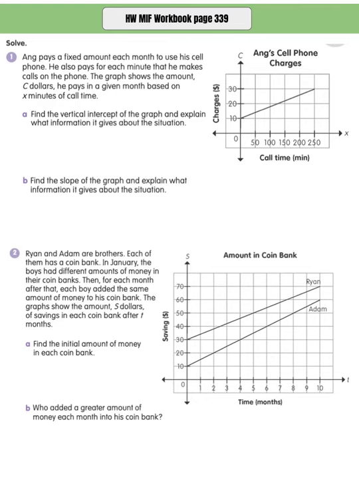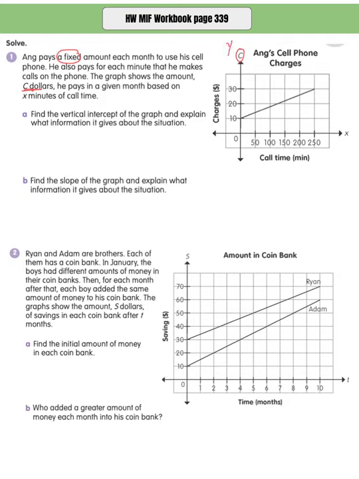Number 1, Ang pays a fixed amount each month to use his cell phone. So what we want to do when we hear that fixed, we're going to circle that. He also pays for each minute that he makes calls on the phone. The graph shows the amount of C dollars he pays in a given month based on X minutes of calls. So when they say C dollars, that just means that the C is being used to represent the Y.